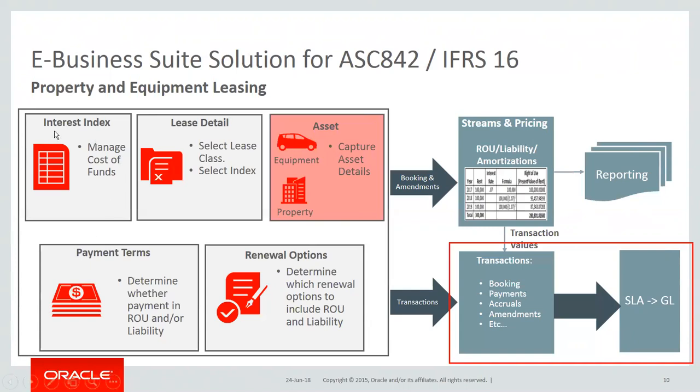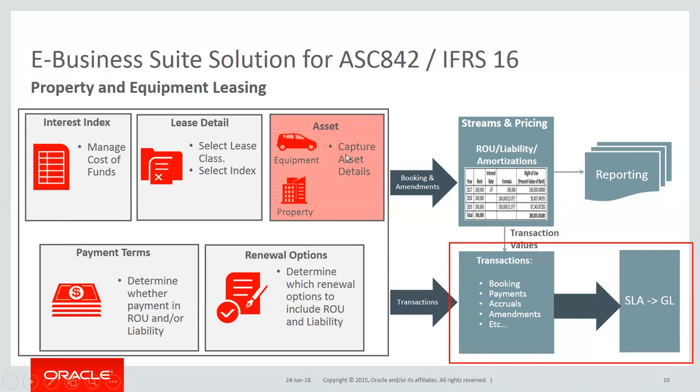So we created an infrastructure where you can hold the interest rate index. We call this cost of funds. And then on the leases, we have something called a lease classification, and you will have to define your lease as operating, or you will have to define your lease as finance lease, and then you'll have to select your interest index. And then if it is going to be equipment, you will also capture some more details on the asset, which is missing in the case of Oracle Property Manager.